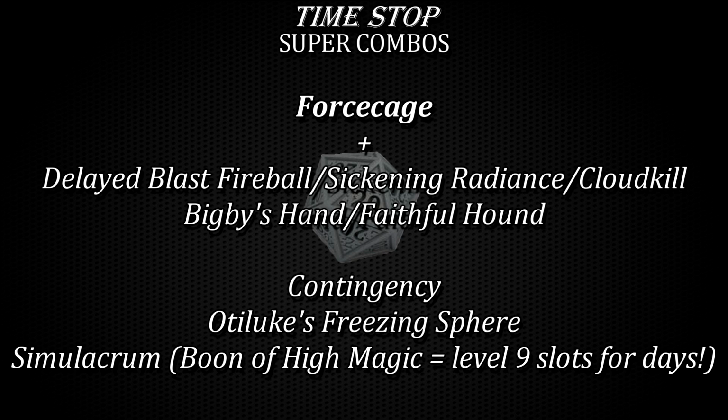Bigby's Hand and especially Faithful Hound make sense in this context too, though I'd leave the Hound for the very end of Time Stop due to it attacking automatically on each of your turns. I mean, you don't have control over it, so you need to cast it last. Contingency works with every spell I did and will mention in this video, as you can make it trigger off of the Time Stop casting action itself.